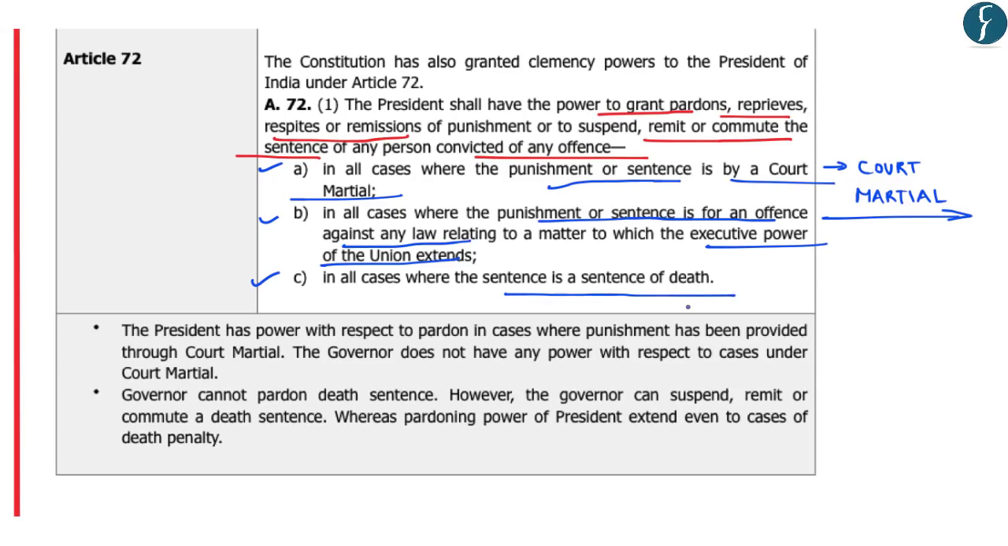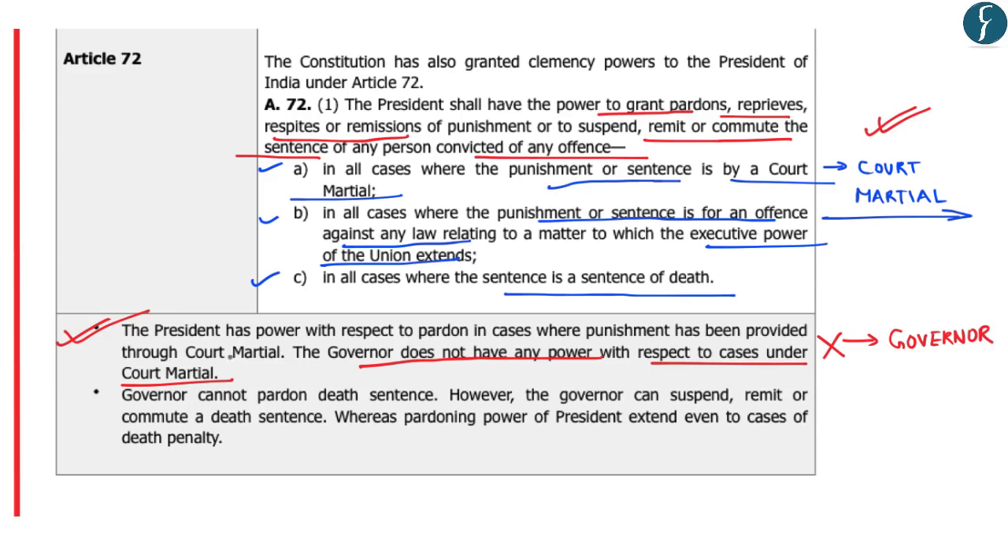So the president has much wider power with respect to clemency as compared to that of a governor. Here it says the governor does not have any power with respect to cases under court martial. So this must be remembered, as this is an important point of difference between the clemency power of the governor as that of the president. So president enjoys a clemency power under court martial, whereas governor does not enjoy that particular power.